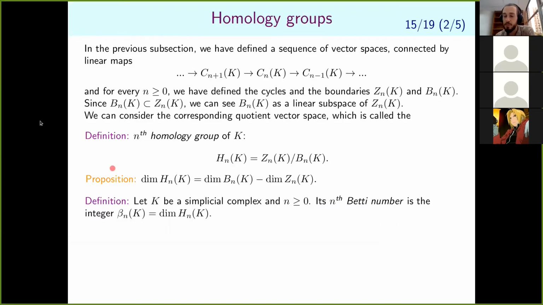A vector space is totally described by its dimension. And this is what will be interesting for us. Let me define at last the Betti numbers of the simplicial complex. For every n, the nth Betti number of K is defined as the dimension of the nth homology group of K.